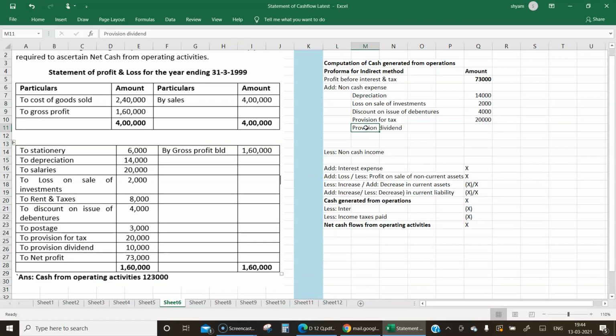Proposed dividend, or provision for dividend, these are not actual dividends; now they have only proposed it. So all these are expenses that have to be added back.